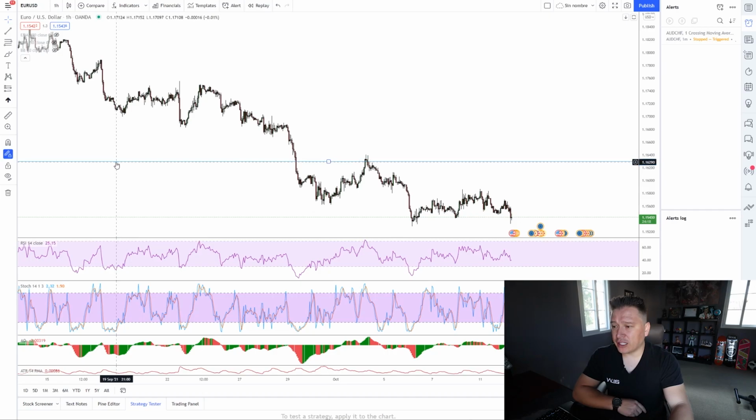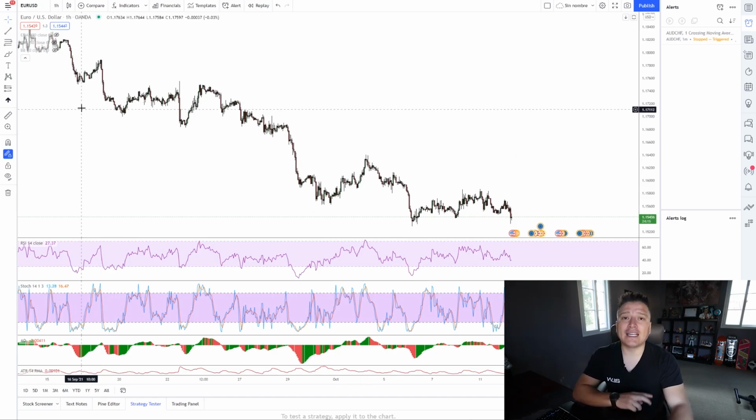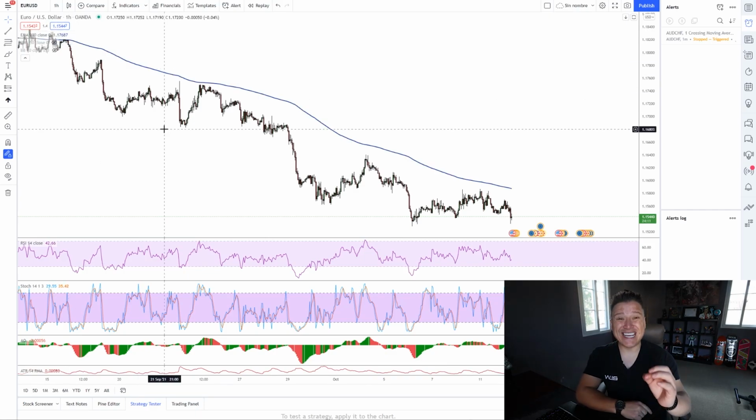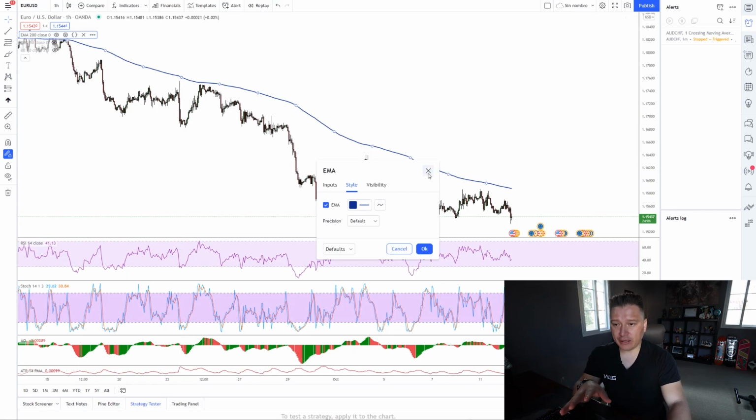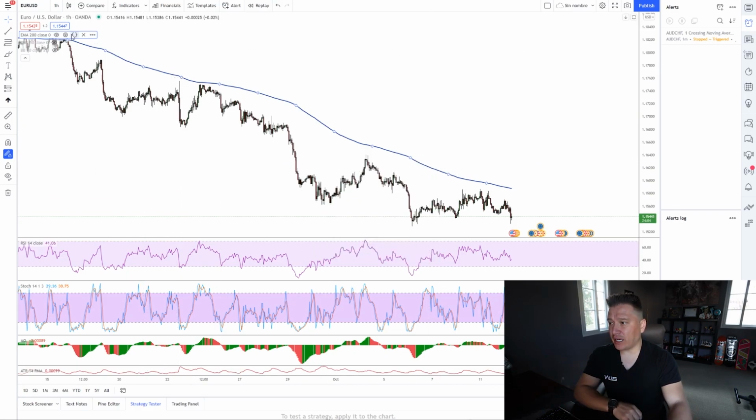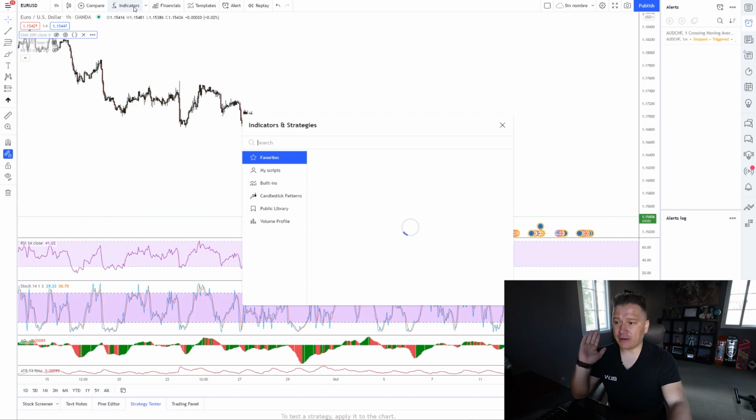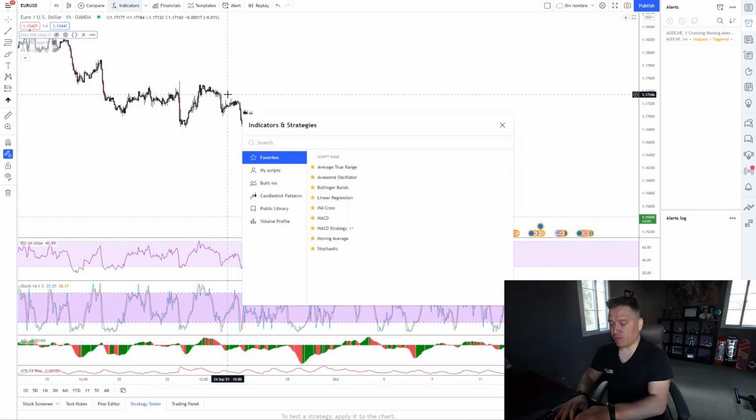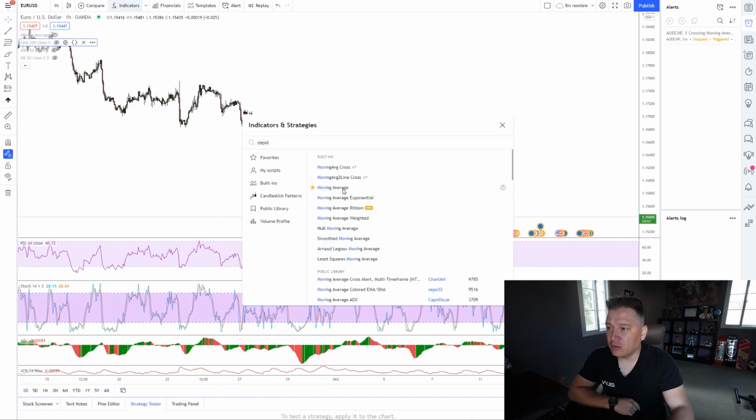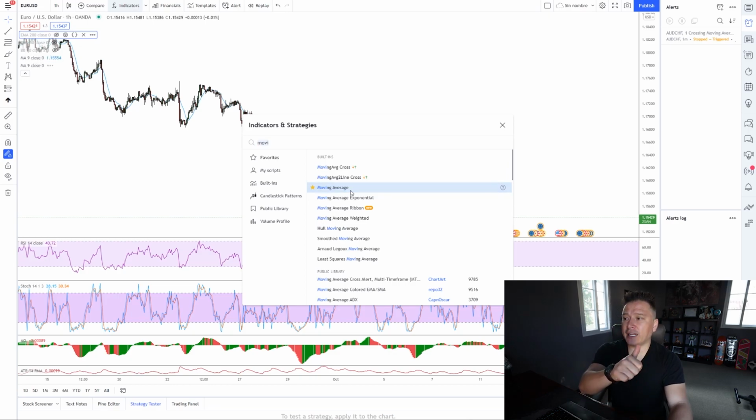So what we need to do is, first of all, add 2 different moving averages. Number 1 is the 200 EMA. What I mean by EMA is exponential moving average. Okay, so let me just go ahead and delete this one and add it from scratch. So you type in moving average, there you go. And then you add another one because you're going to add 2.